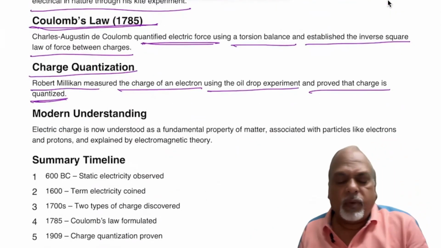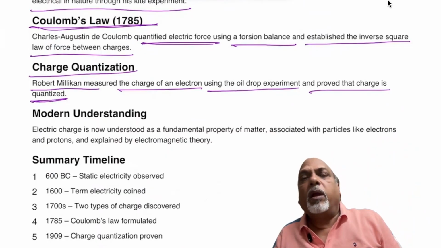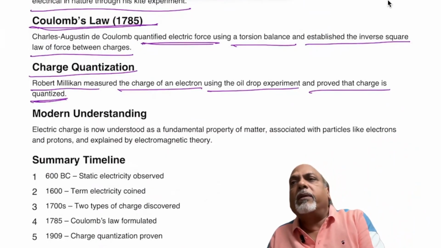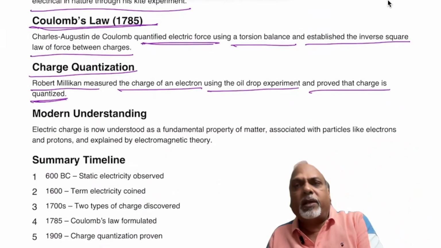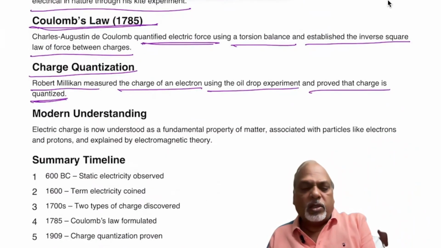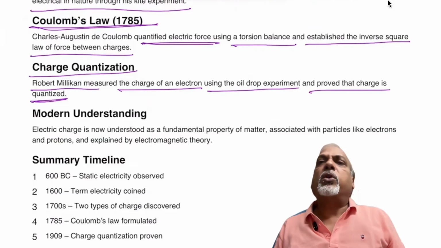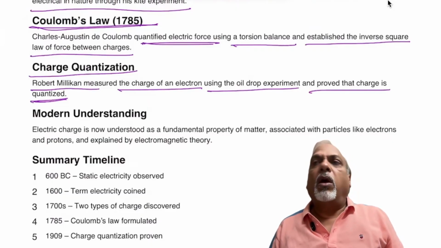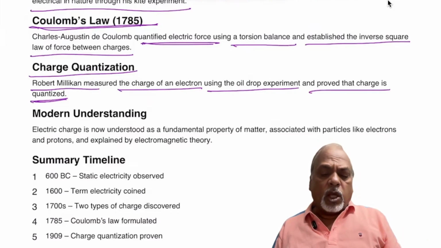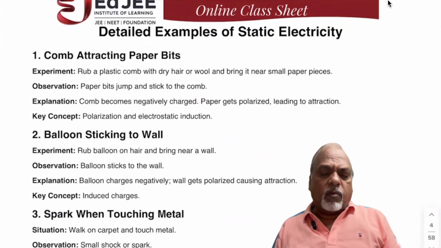Modern development, if you see: electric charge is now understood as a fundamental property of matter associated with particles like electrons and protons, and explained by electromagnetic theory. This is all we are going to see. So this was basically the overview of the historical development of charges.